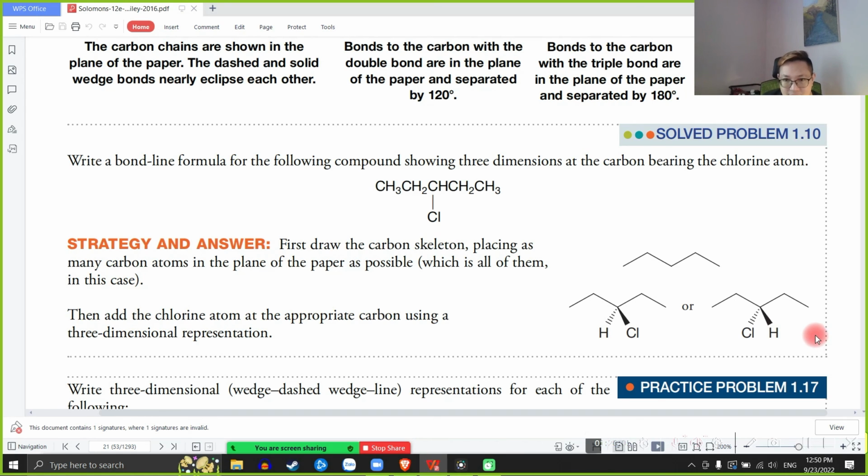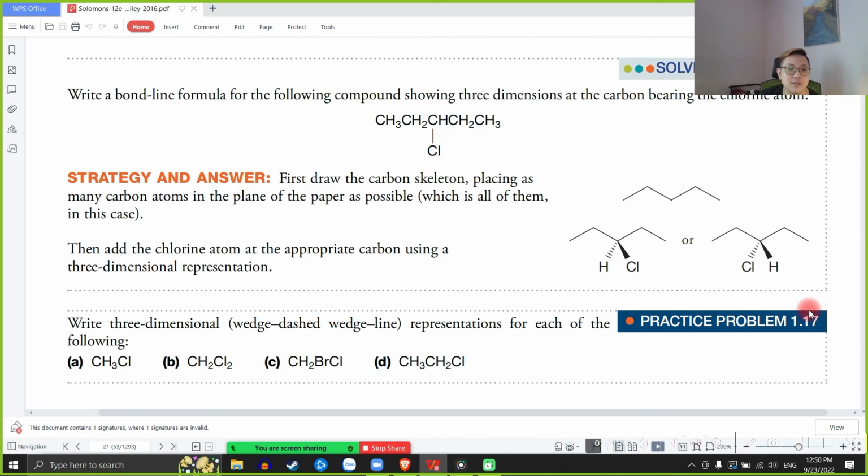This is the easiest way. You sure you got it? Yeah. Okay, it's now good. You're asked to write 3D wedge-dash-wedge line representation for each of the following.